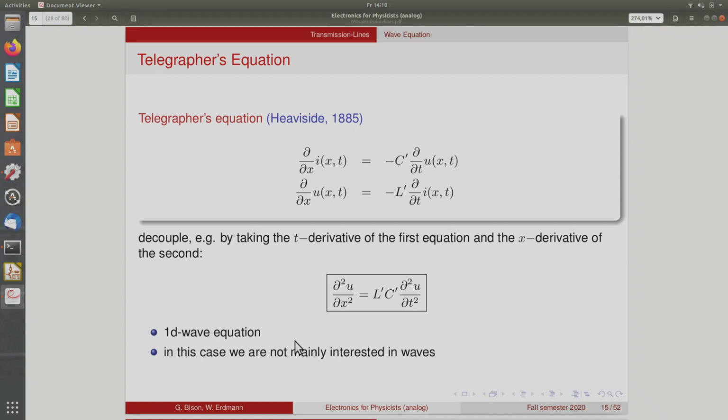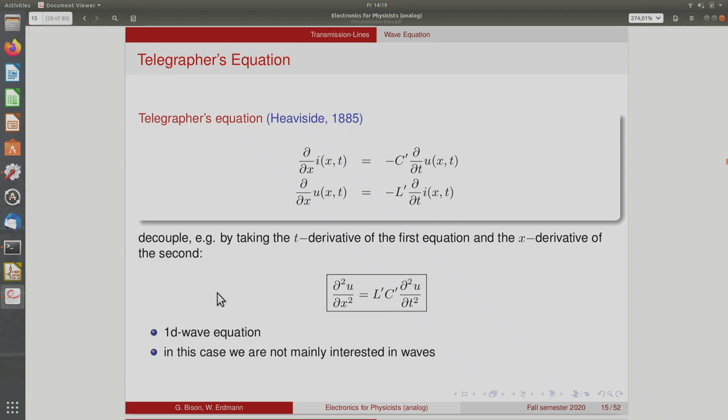So what we typically do is we decouple these two equations by taking the time derivative of the first one and the space derivative of the second one, for instance. You can also do it the other way around. So if you take the time derivative here, you have a mixed derivative of I there, and if you take the x derivative on this side, you have the mixed derivative of I on here, which you can insert, and you can insert this one into this, and what you get is a second order equation for the second derivative of the voltage with respect to the place multiplied by L prime times C prime. The minus cancels here, so we have a plus here. And then you also have the second derivative in time.